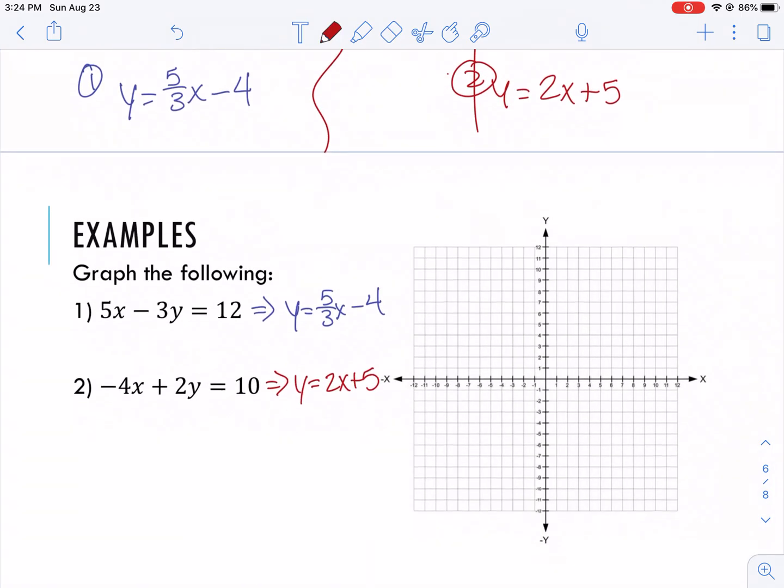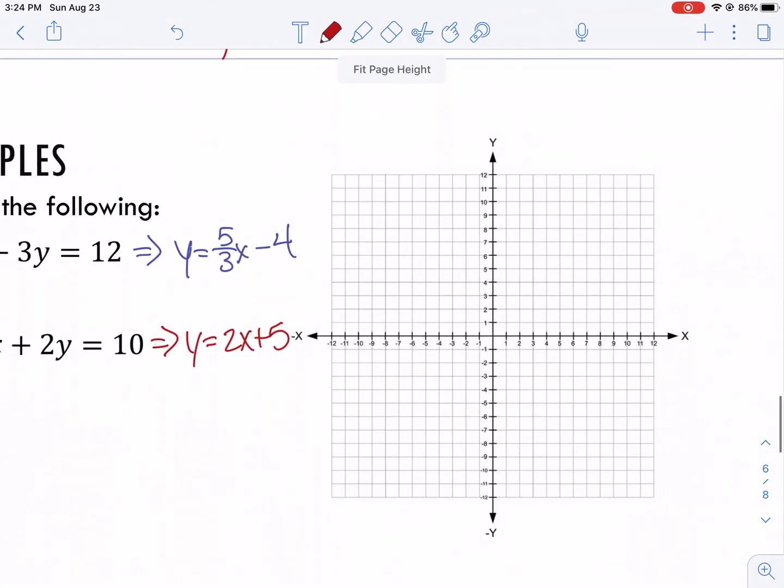All right. So now we're going to graph them. For this one here, we start at negative 4. And since the slope is positive, we're going to go up 5: 1, 2, 3, 4, 5. And then over 3: 1, 2, 3. Up 5, over 3. Okay, so there's the first equation.